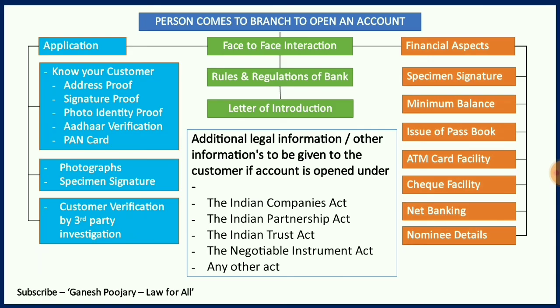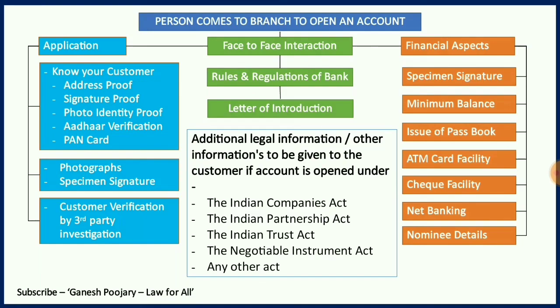Then it collects a few photographs from the customer and also the specimen signature, which is very necessary whenever there is a withdrawal via withdrawal slip or via check withdrawals. Then the bank also organizes customer verification, which is known as antecedent check, which is one of the most important aspects to know that the customer is genuine. In the second phase, there is a face-to-face interaction between the customer and the bank where the bank explains to him the rules and regulations of the bank, and it also asks for a letter of introduction from one of its existing customers to know that the customer is genuine.